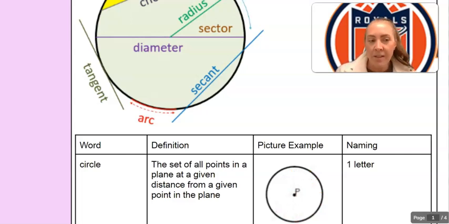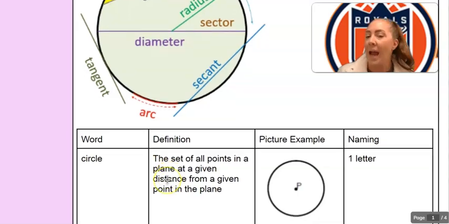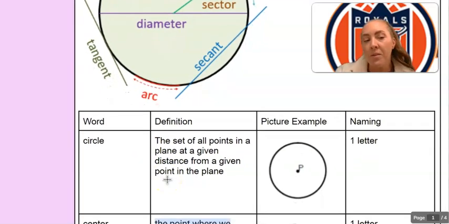Now, we're also going to focus on naming the items. So I have a picture example, and then we also talk about how to name them. When you name a circle, you just use the circle symbol, which looks like a circle, and then the point that's in the middle. So this would be circle P if I wanted to name it, okay?